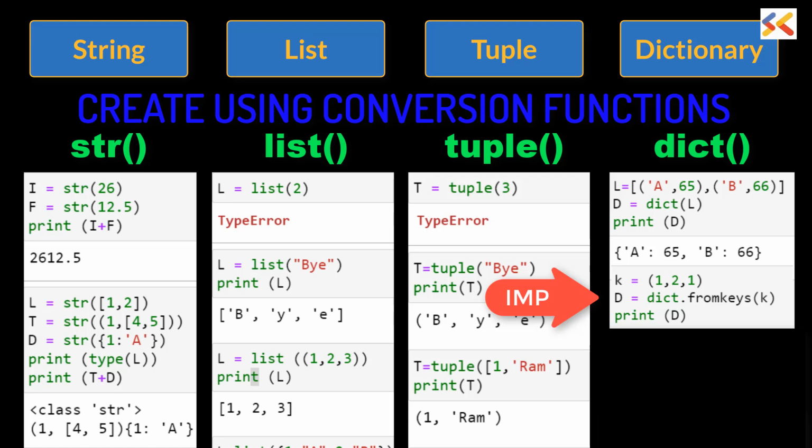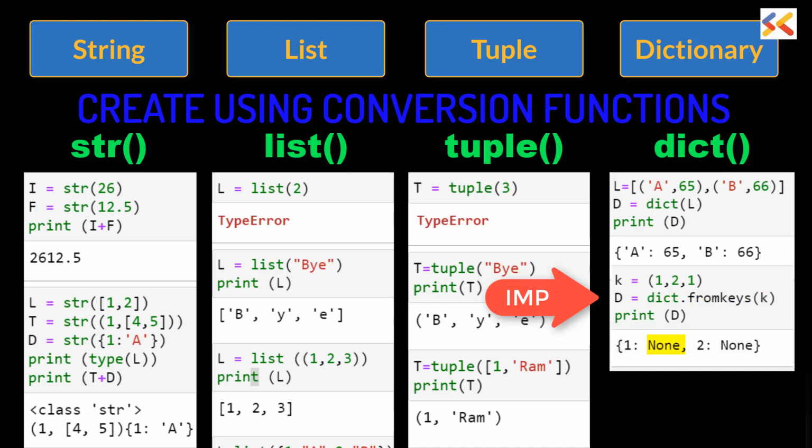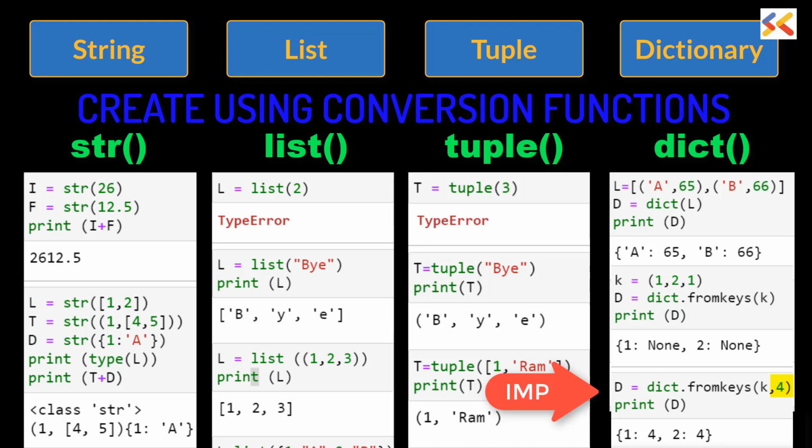Third method to create a dictionary is to use from keys function of dictionary. If you have a list or tuple of keys and you pass it to this function, it will create a dictionary where none will be the default value for all keys. Note here also, it removes the duplicate keys. Optionally, in this function, you can pass an additional value and it will then use that value as the default value for all the keys.